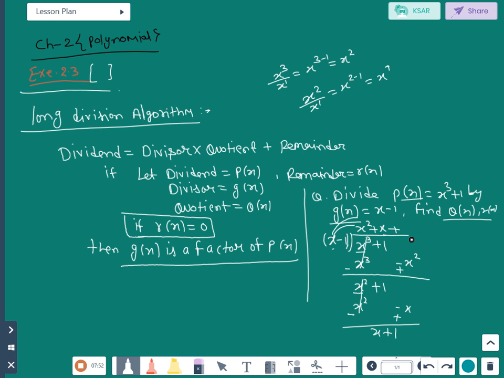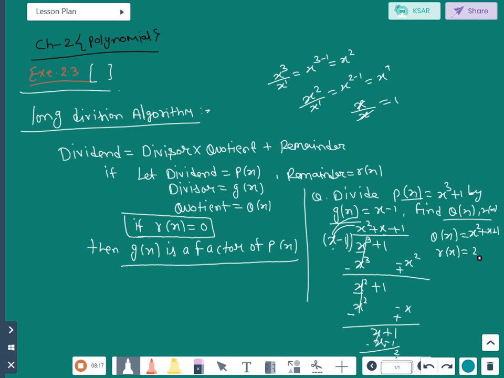Plus its first term is x divided by x cancel, then 1 plus 1. 1 multiply होगा तो क्या बनेगा? x minus 1, negative positive cancel. What is the remainder? Remainder will come 2. So quotient is x square plus x plus 1 and remainder is 2.